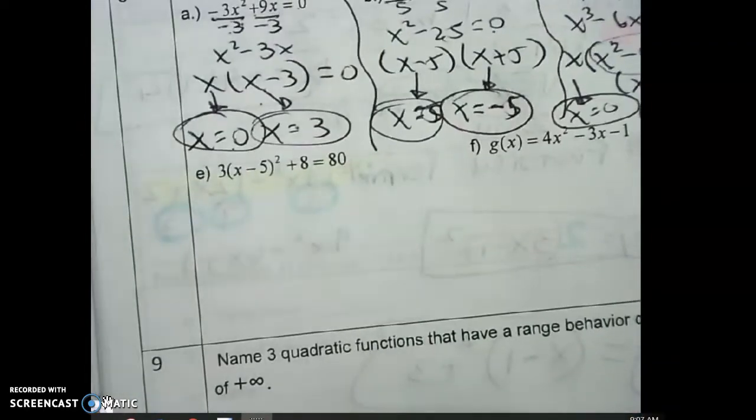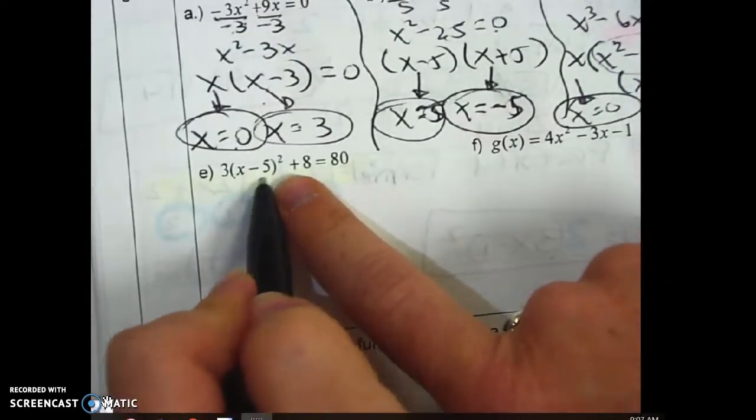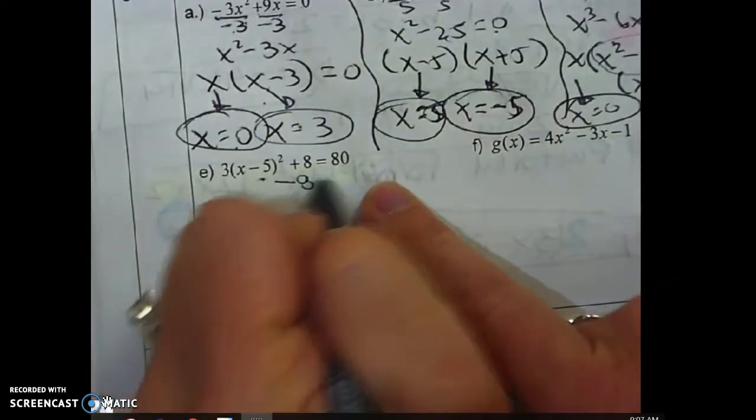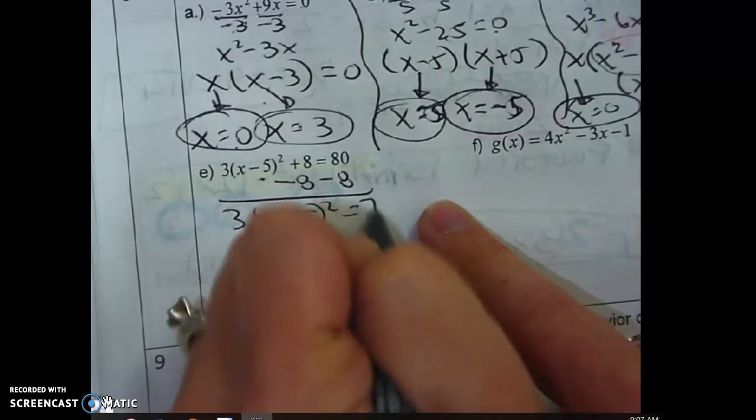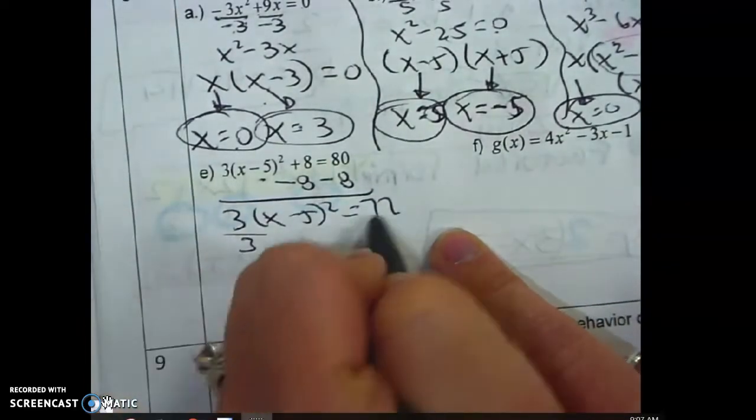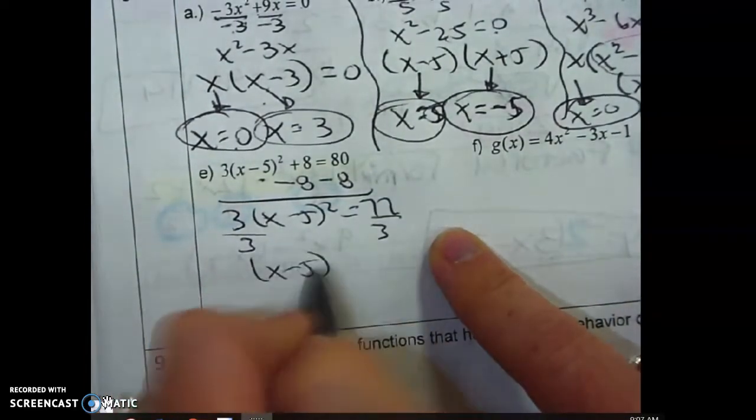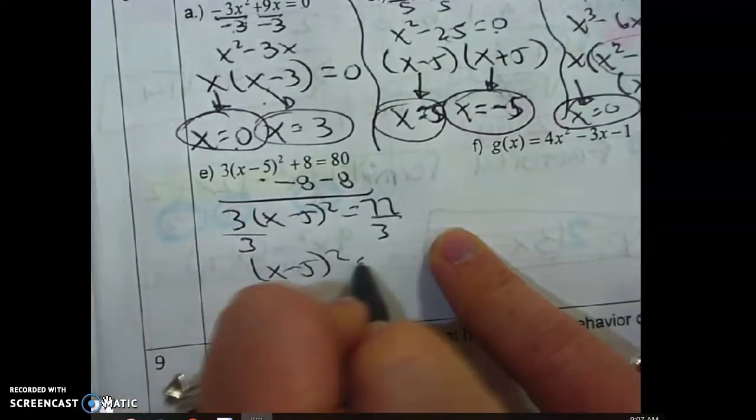Okay, the next one. I could do the quadratic formula, but I'd have to multiply this out, and it's definitely a pain. So hopefully you just recognize that it's easier to do this type. Divide by 3. X minus 5 squared equals 24.